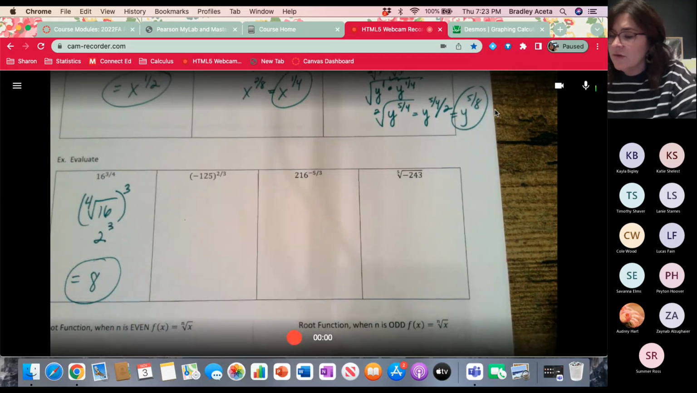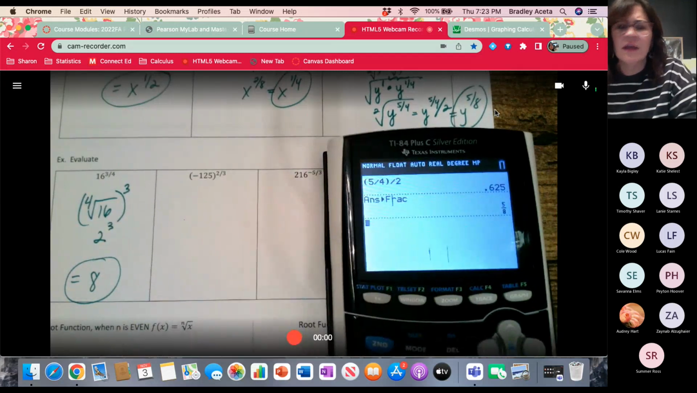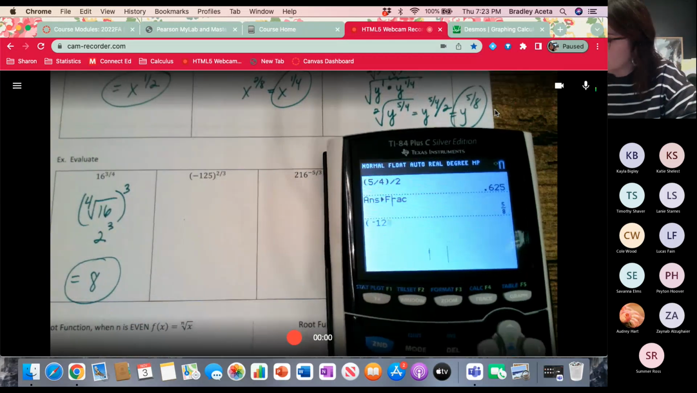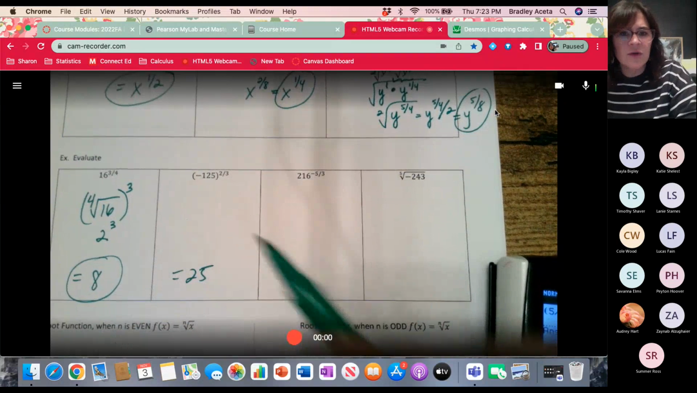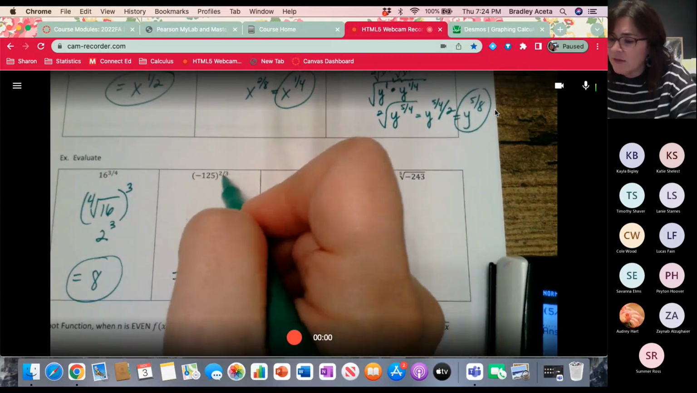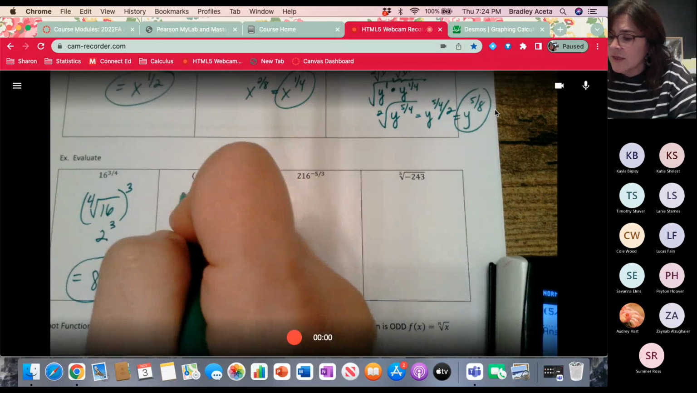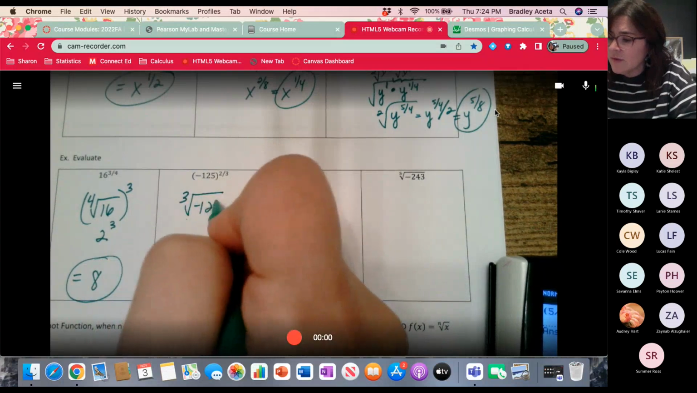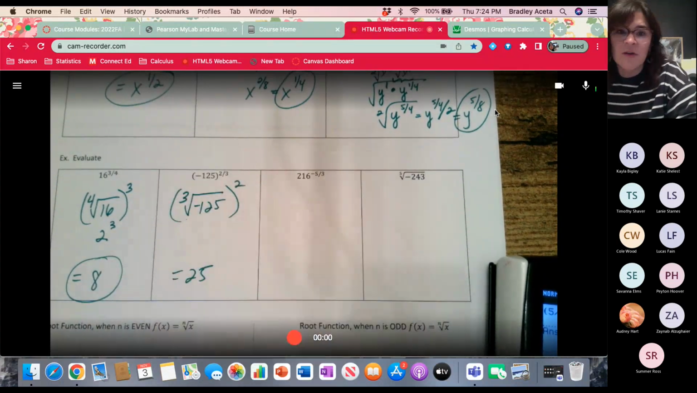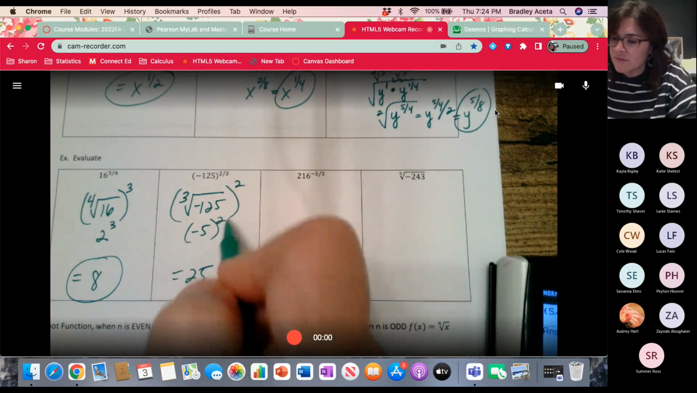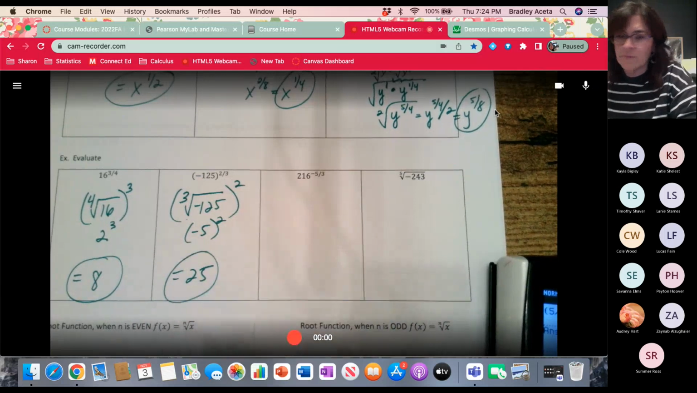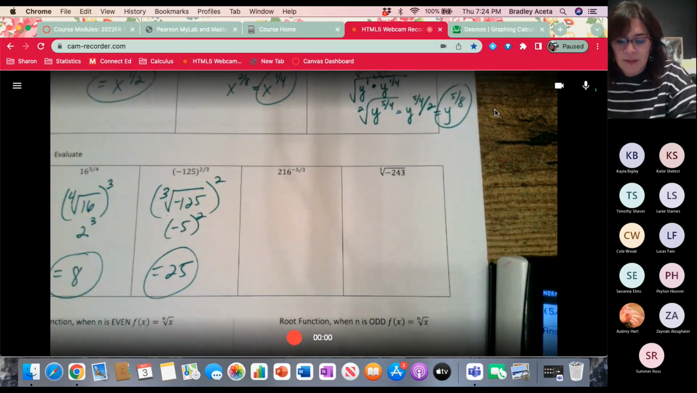So same thing here. You can literally punch this into your calculator. Negative, and I'll put parentheses, negative 125 to the power of 2 divided by 3. And you get 25. But here's again, just what you're doing. That third on the bottom is really the cube root of negative 125. And then it's squared. And the cube root of negative 125 is negative 5. Negative 5 squared is 25. And so on and so on.